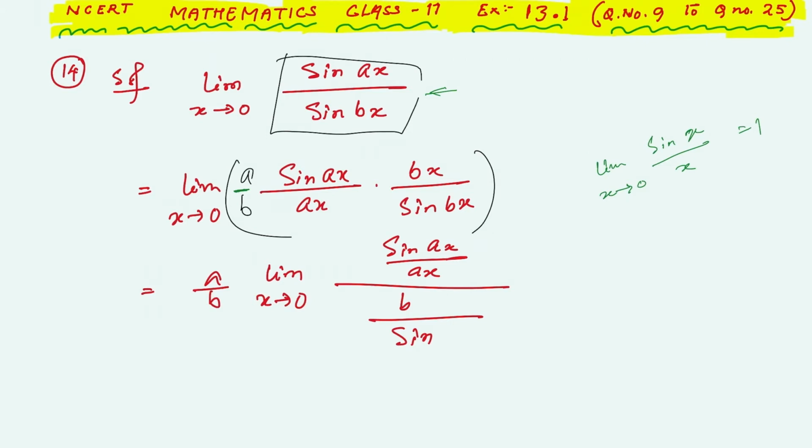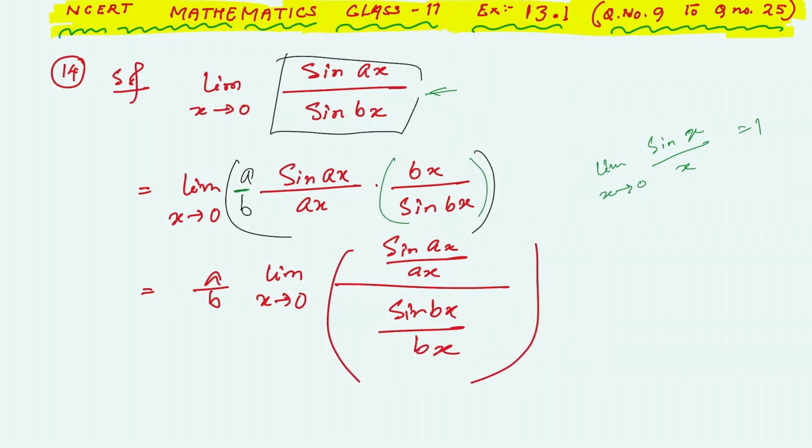Sorry, so if you write like this, then it will become sine bx by bx. So we can write this one as a denominator in this form. Hope you have understood this.